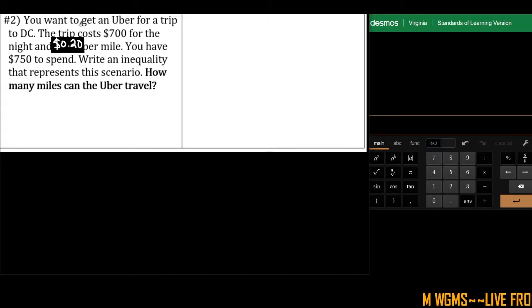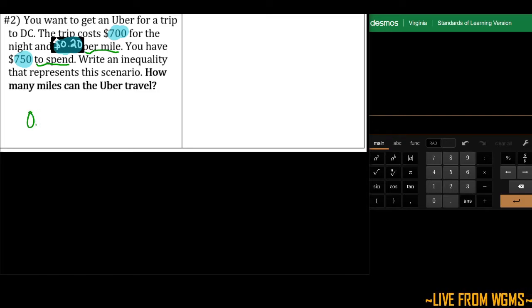So again, when you are saying this, you want to make sure that you're highlighting some ideas here. It has 700, has the value of 0.2 and 750, but you want to make sure you're also looking at those keywords. It says you have 750 to spend, so make sure you're not spending money that you don't have. And then also, you want to see that it says per mile. So that usually means multiplication or division. And so when I have this, I can write it like this.